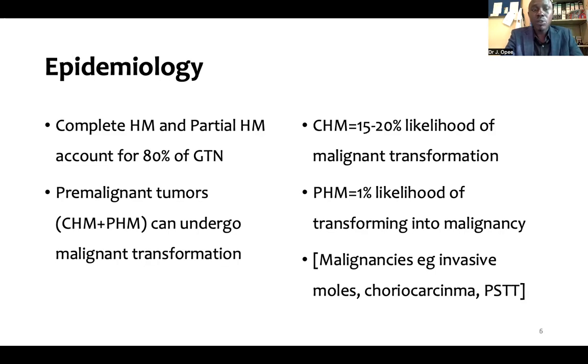So the premalignant tumors, what we talked about as partial hydatidiform mole and complete hydatidiform mole, have some low level of progressing to malignant transformation, especially the partial hydatidiform mole. The likelihood of progressing is very low. Yes, for partial hydatidiform mole, the likelihood of transforming into malignancy is just below 1%. Meanwhile, complete hydatidiform mole, that you have always been evacuating in the hospitals, thinking it is a blighted ovum, thinking it is incomplete abortion, has a 15 to 20% likelihood of transforming into malignancy. And these are the patients that you should focus on in the follow-up pattern.